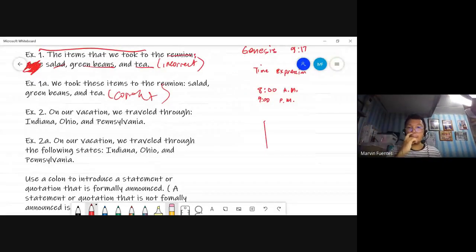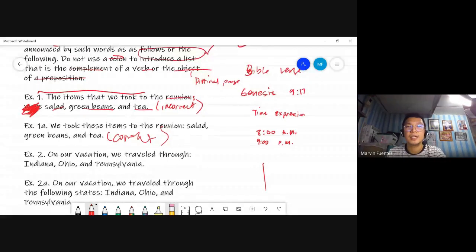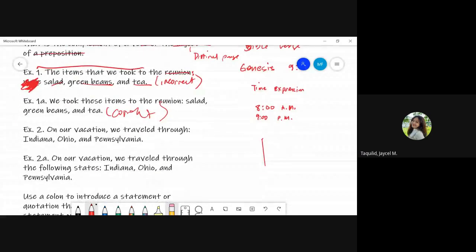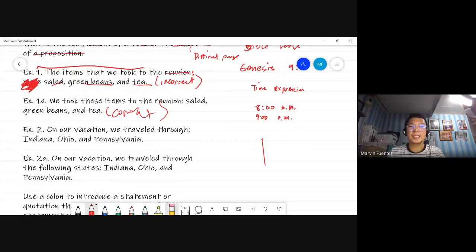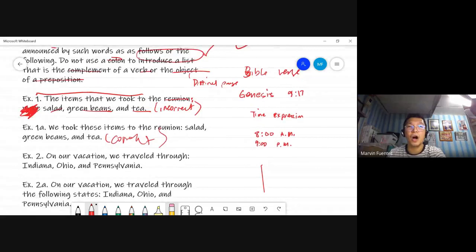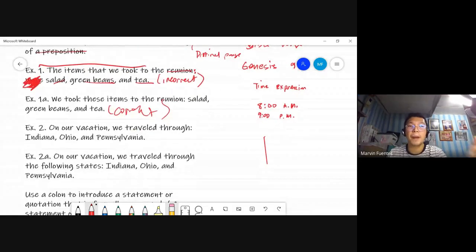Dagdagan pa natin, ha? On our vacation, we traveled through Indiana, Ohio, and Pennsylvania. What do you think? Which one is correct? Example number 2 or example number 2A? Anyone? Again? Yung example number 2A po. All right. Kasi this is an example of what we call the object of the preposition.